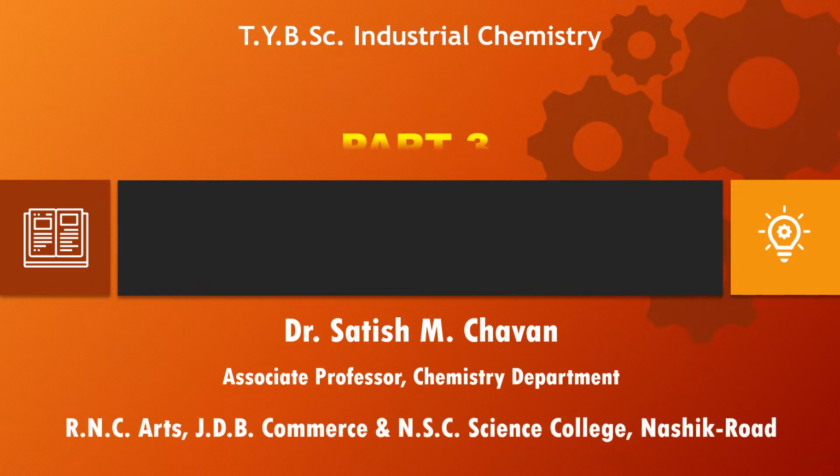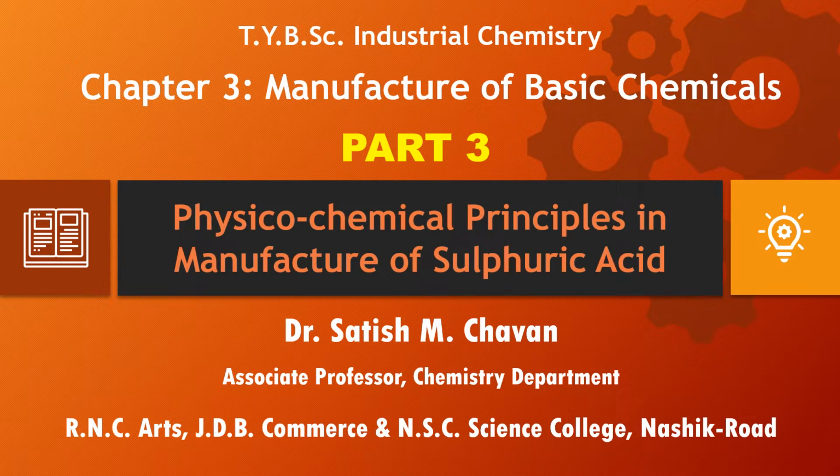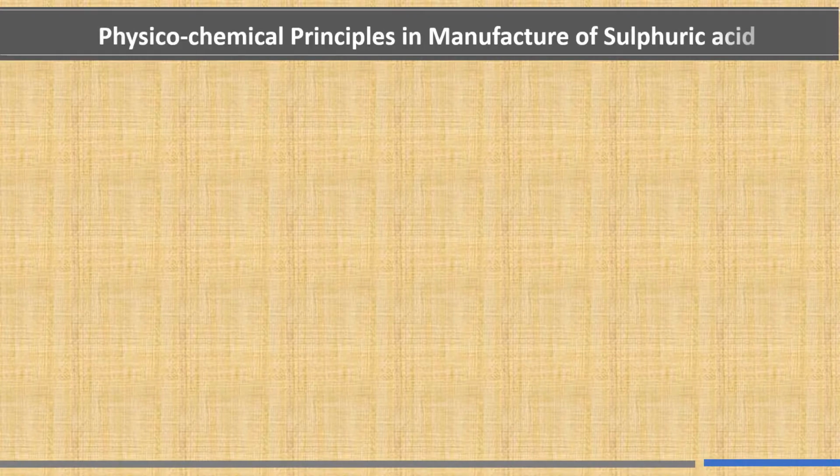In this video 3, we will learn physico-chemical principles in manufacture of sulfuric acid from chapter number 3, manufacture of basic chemicals. Physico-chemical principles in the manufacture of sulfuric acid.